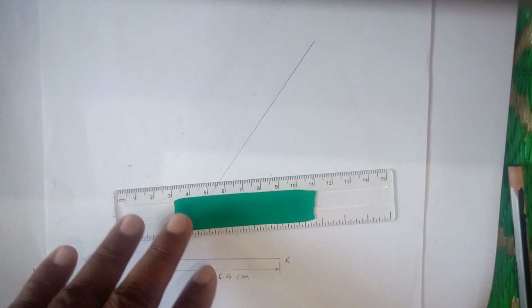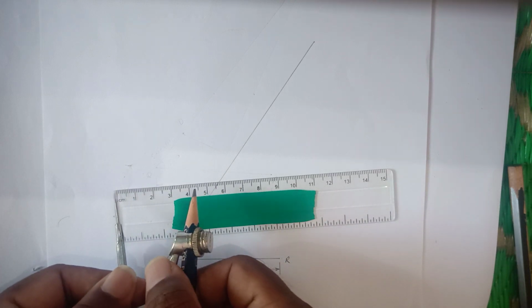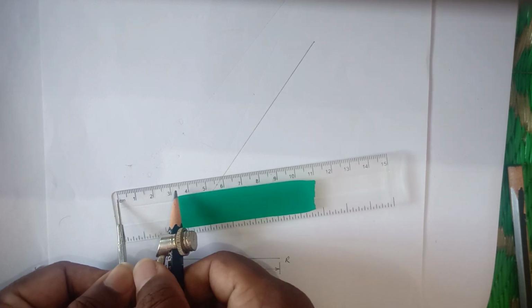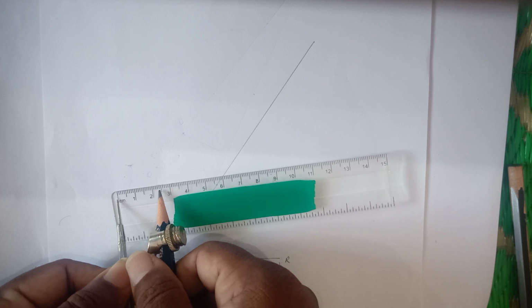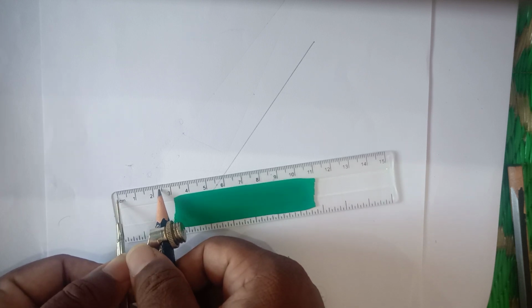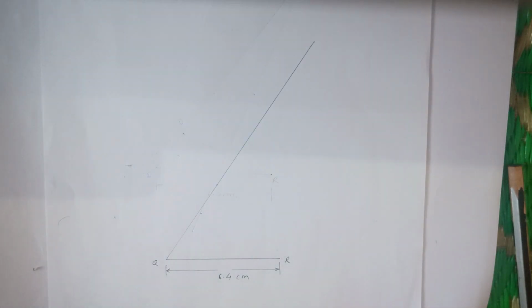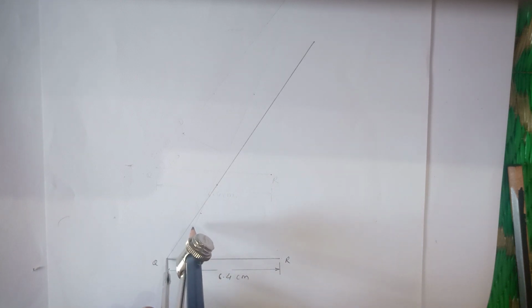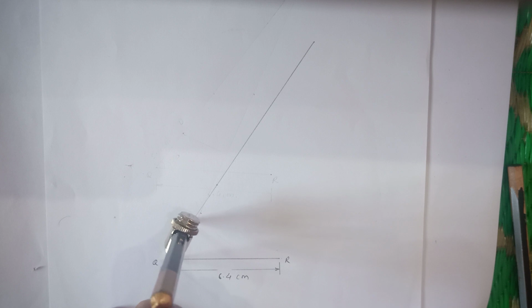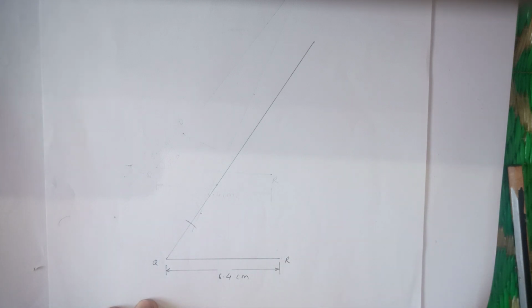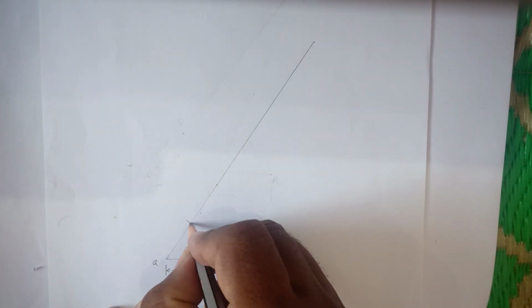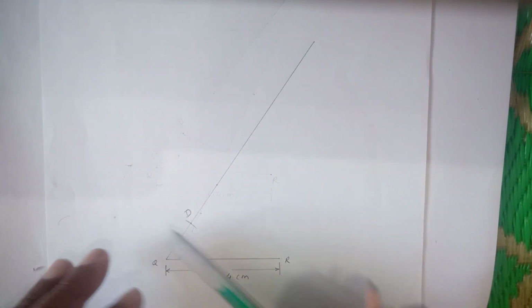Now take 2.4 centimeter distance in a compass. Put compass at point Q. Draw an arc on this ray. Let this point be D. Now join DR.